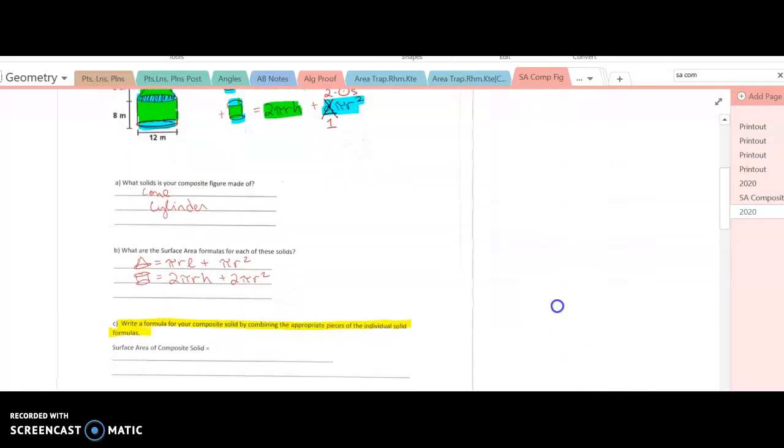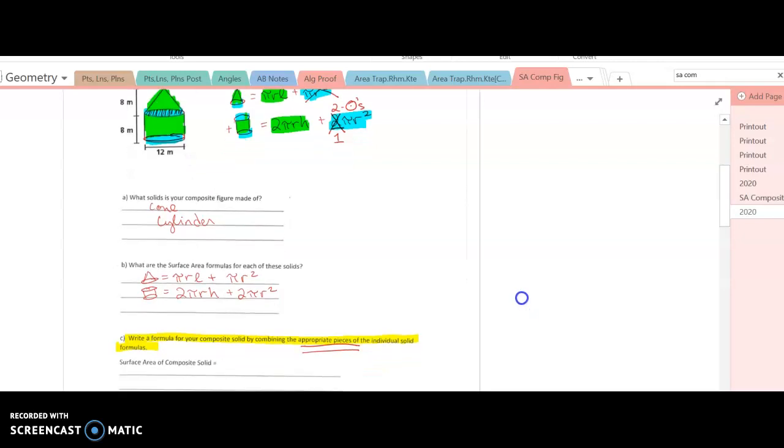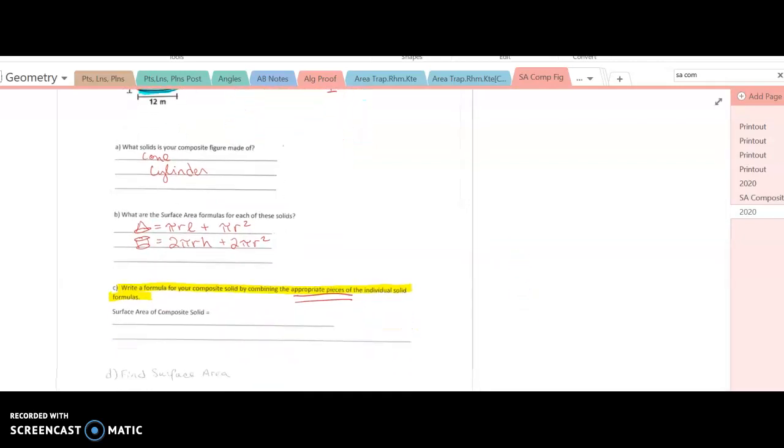So back to question C down here. Write a formula for your composite solid by combining the appropriate pieces. That just means the pieces that we need, the pieces that are on the outer surface of this shape. So essentially we have pi RL from the cone, plus we're going to add the pieces of the cylinder we need, which was just the 2 pi RH for the lateral area plus 1 pi r squared. So if you added all that up, that would be your composite formula.